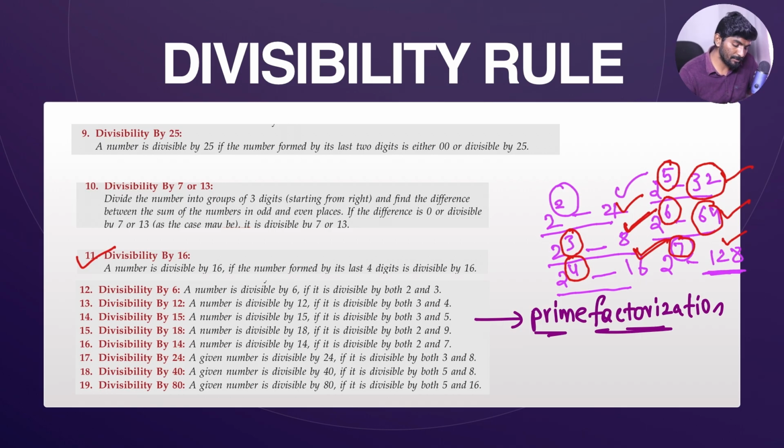So in 16, what is the rule? A number is divisible by 16 if the number formed by its last 4 digits, here you check it, the last 4 digits, is divisible by 16.